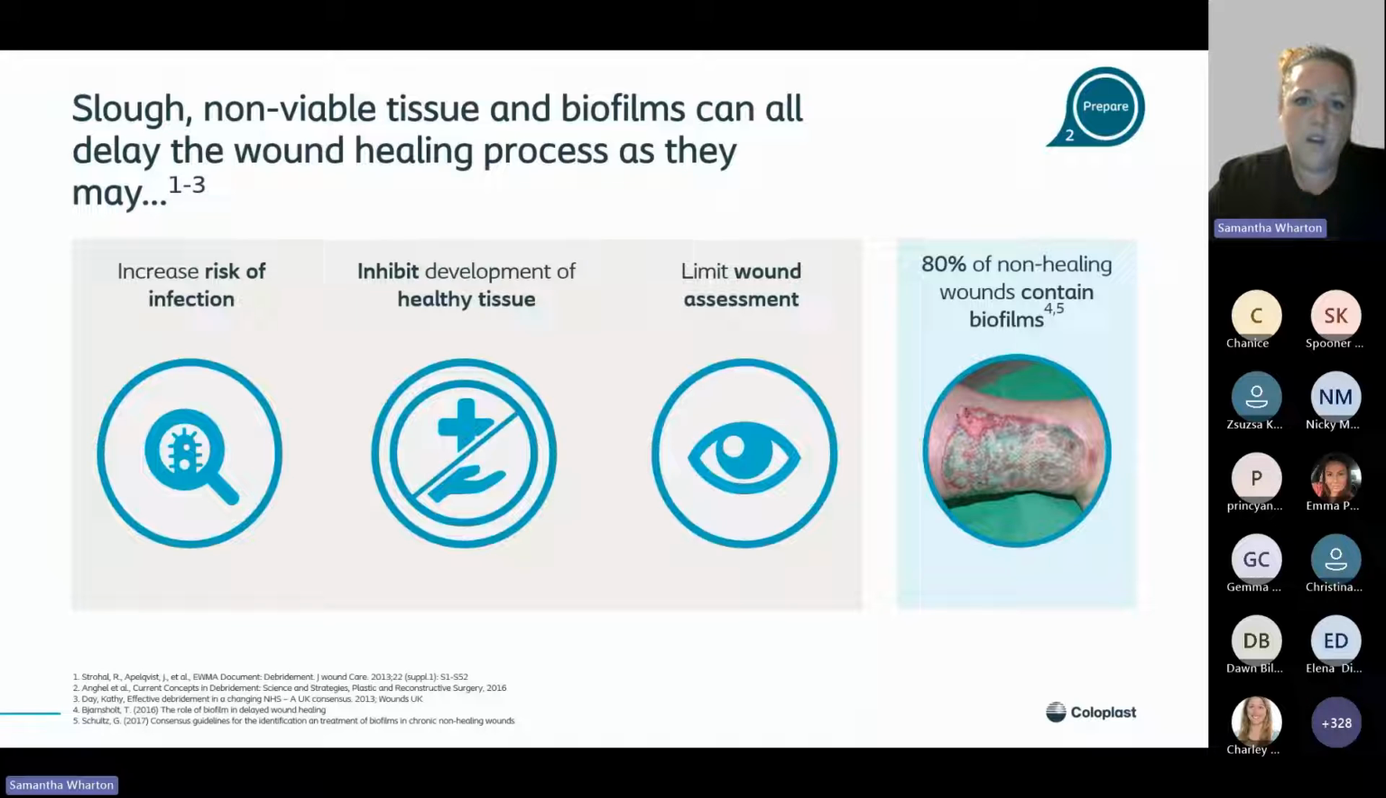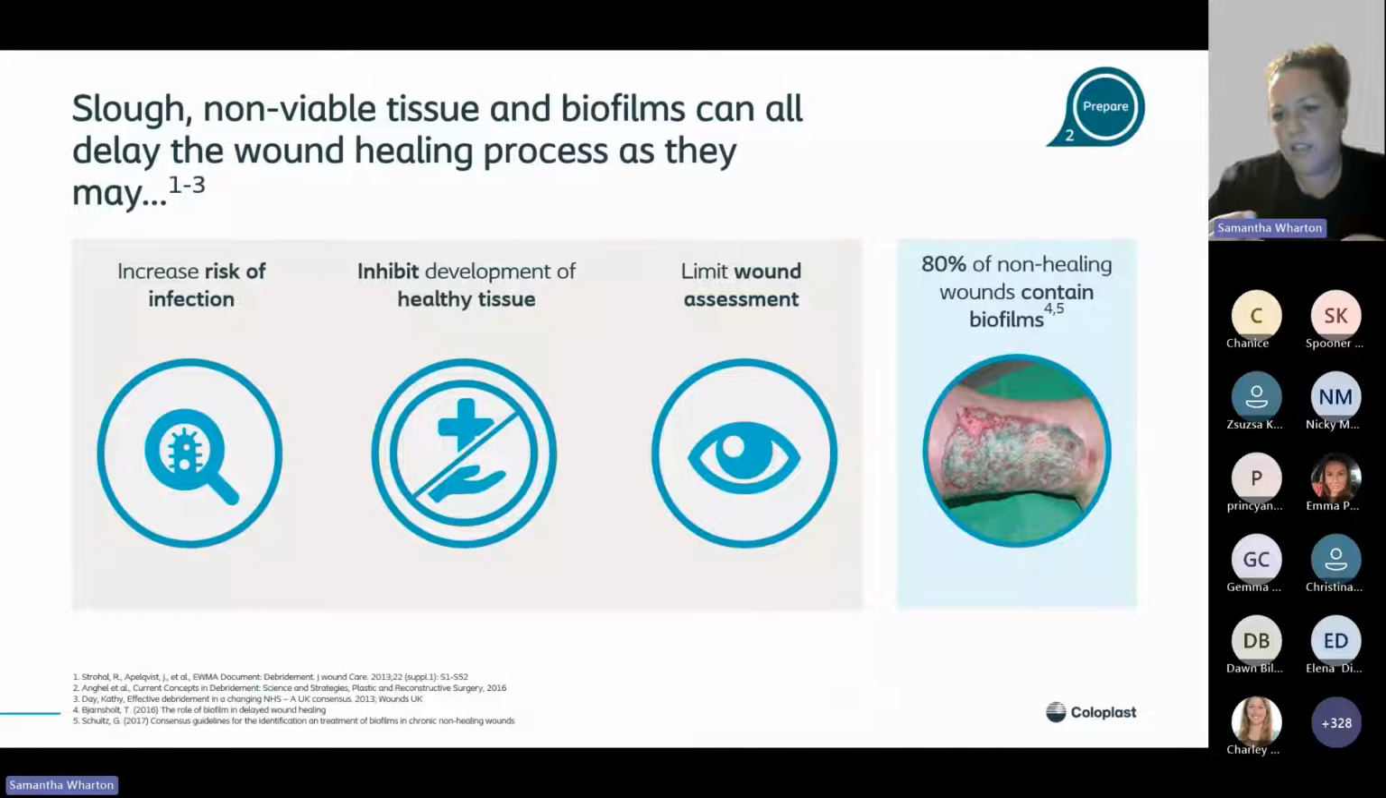So slough, non-viable tissue and biofilms can all delay the wound healing process. If you look at that picture on the right-hand side, you can see that's not a healthy wound. That's not going to progress. Those epithelial cells will not migrate across and close because you've got that devitalized tissue with a quite clear Pseudomonas present. While it's there, it's going to increase the risk of infection.